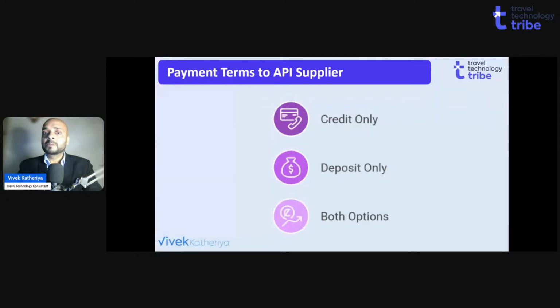So some API suppliers are only offering credit, some are offering deposit, some are offering both, and one method is missing over here. Some are also offering, okay, you need not give me any deposit or credit. You just make your bookings using the credit card. So this becomes another part of it. What are the payment terms which the supplier is offering to you?